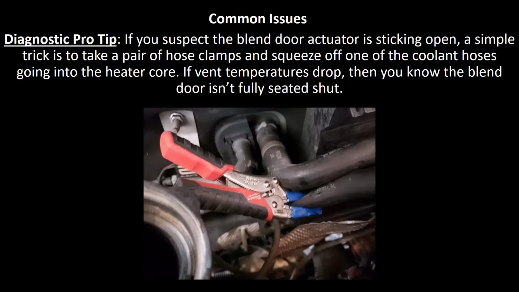As a quick aside, diagnostic pro tip: if you suspect the blend door actuator is sticking open, a simple trick is to take a pair of hose clamp pliers and squeeze off one of the coolant hoses going into the heater core. If the vent temperature drops, then you know the blend door isn't fully seated shut, because when we clamp down on that hose, we're stopping coolant from going to the heater core, but if the blend door is closed, that shouldn't matter. So if we actually clamp that line and temperature drops at the vents, we know there's something wrong with that blend door.